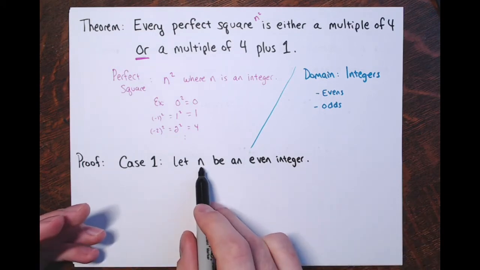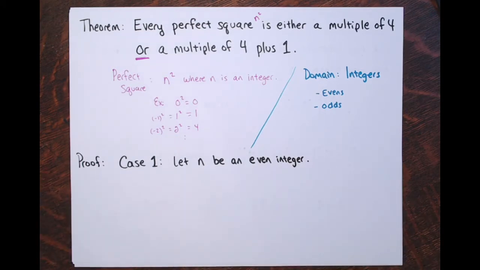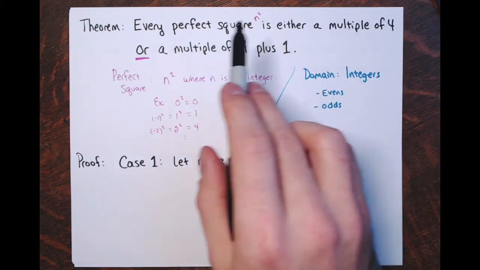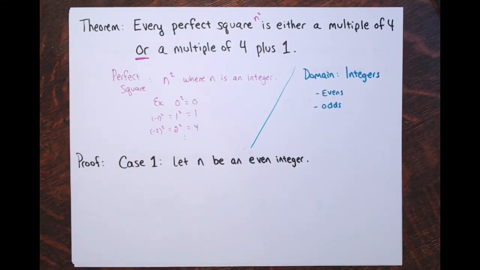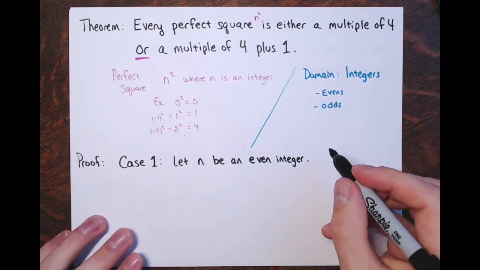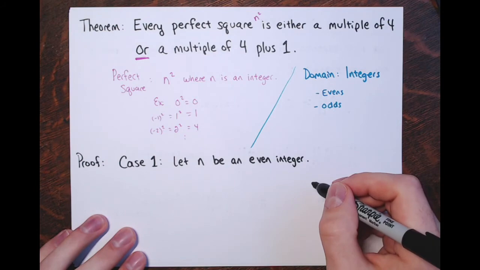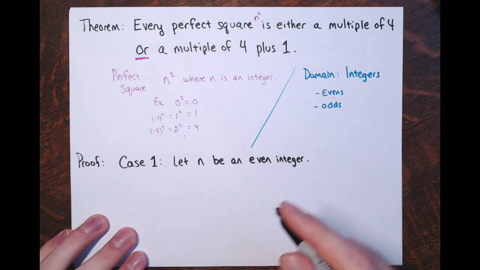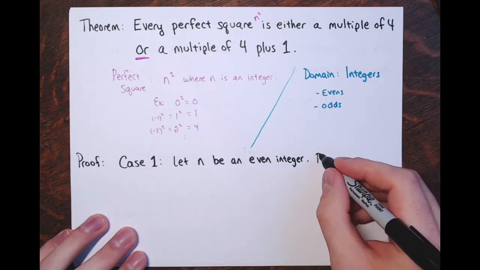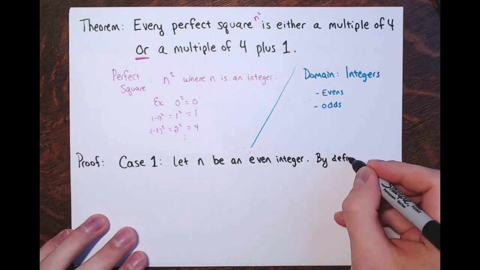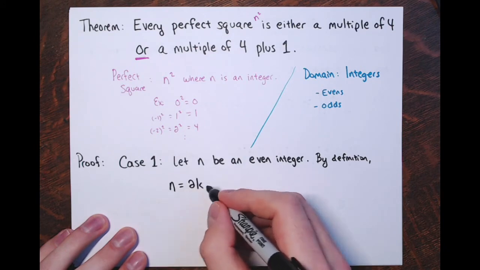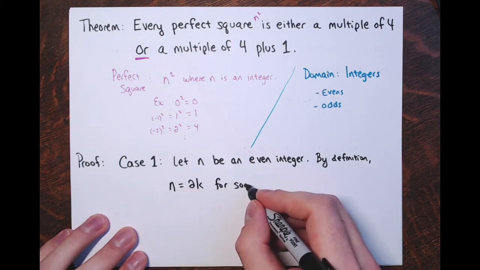So I've introduced this letter n, told you what it is, and wrote the assumptions for my reader. I guess I also could write that we will show that n squared is either a multiple of 4 or a multiple of 4 plus 1. But I'm not going to write that. That's optional, but usually it's courteous to let the reader know where you're going. Just as before, what does it mean to be even? By definition, n is equal to 2 times k for some integer k. That's what it means to be even.